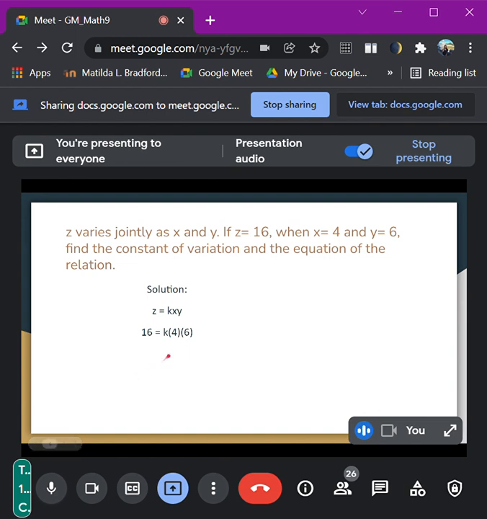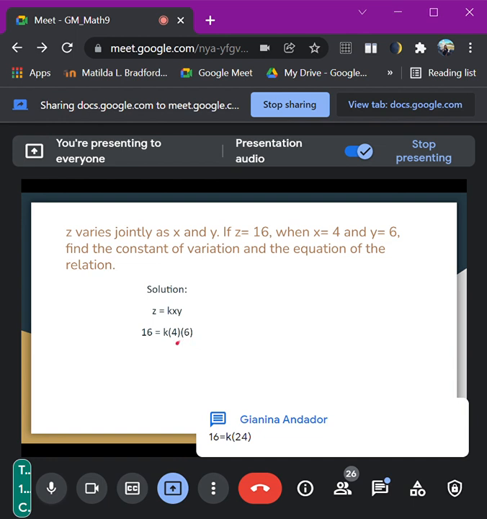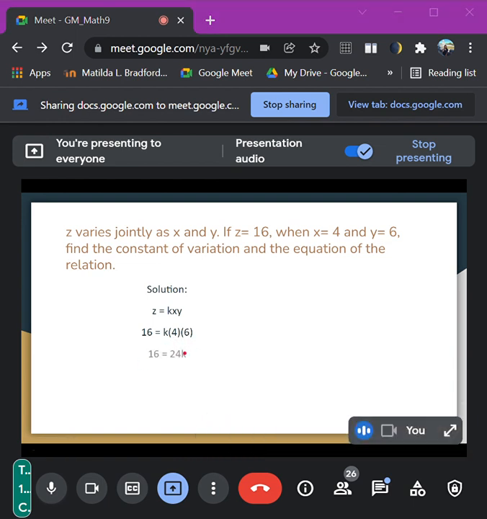Okay, so you have there 16. That is your z, the given 16. And then k, which is what we need to find out because it is missing. And then you have your x is 4, and y is 6. And then you're going to simplify. Okay, very good. 4 times 6 times k, that is 24k. 4 times 6, 24, and then times k, that is 24k. And then you're just going to divide both sides by 24 so that k remains. So, k is equals to 16 over 24.